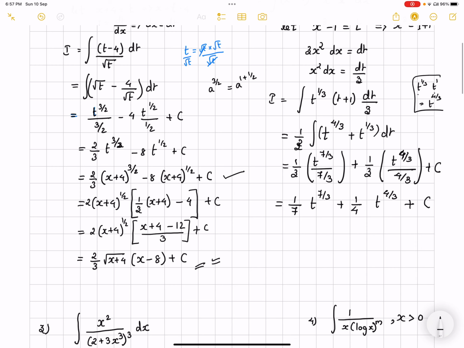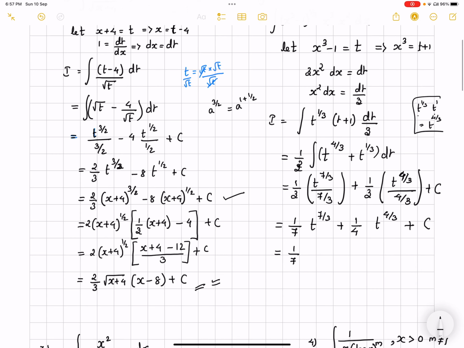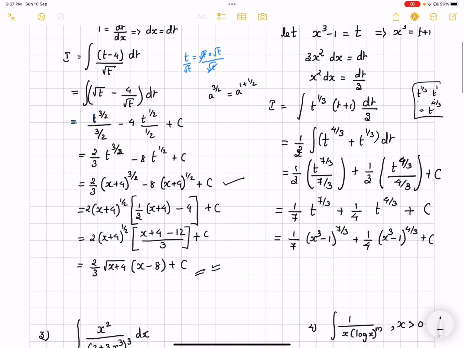Now what is t actually? t is nothing but the one which we substituted in the beginning, x cube minus 1. So (x cube minus 1) whole to the power 7/3, plus 1/4 (x cube minus 1) whole to the power 4/3, plus c. That's it. We're done with our integration. I'm not proceeding further here.